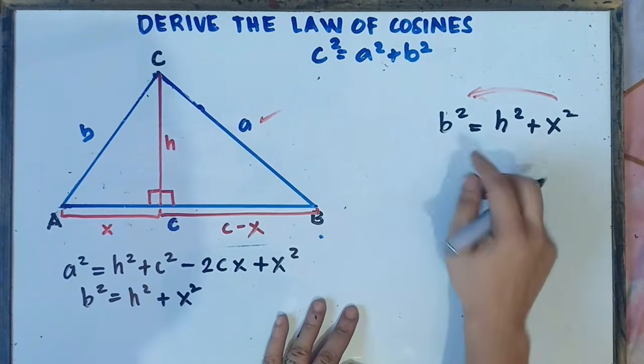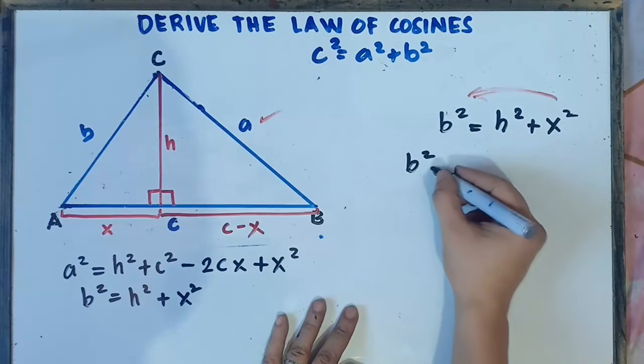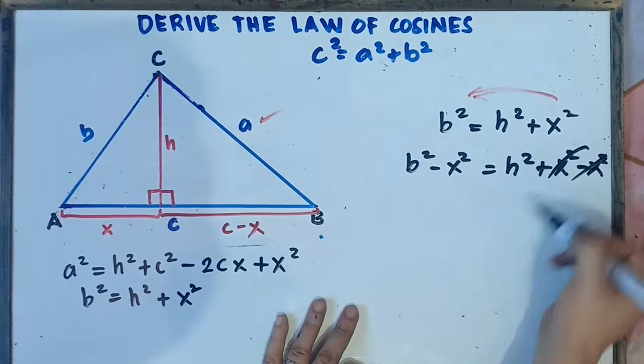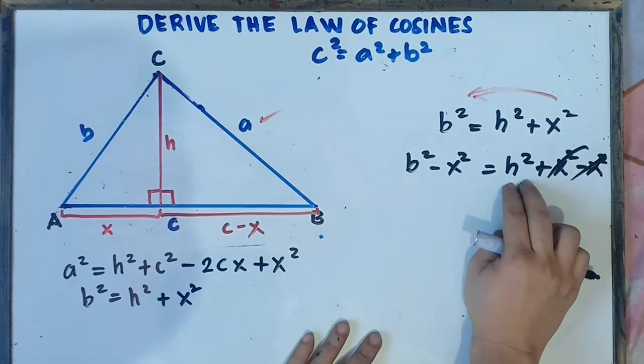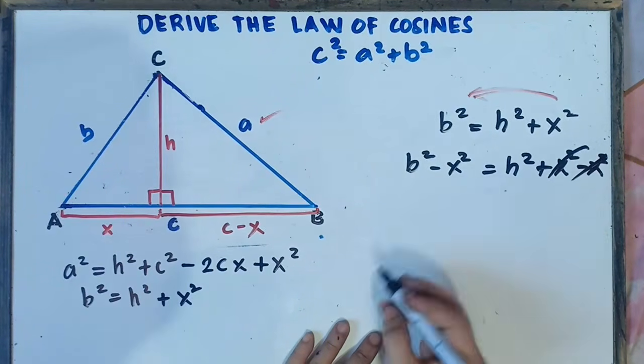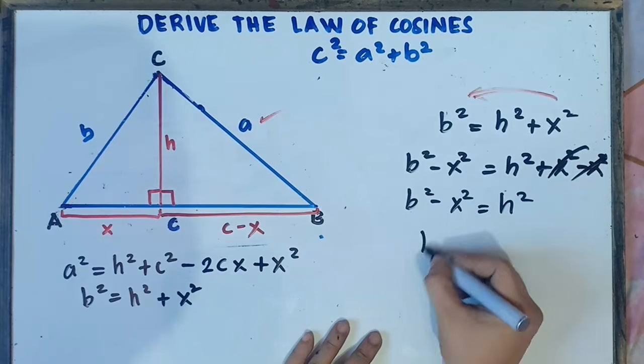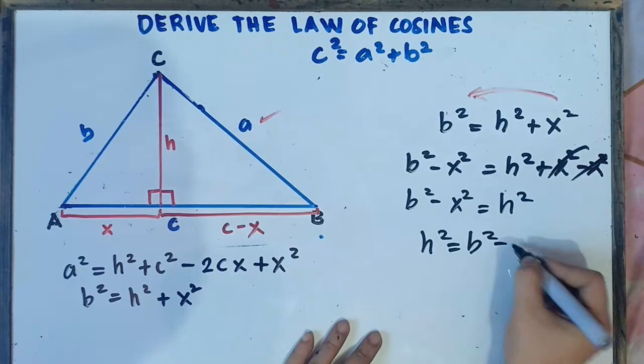You can do this one, class: subtract both sides by x squared, so b squared minus x squared is equal to h squared plus x squared minus x squared. Because you can just simply cancel this out and the remaining expression will be only h squared. So therefore, b squared minus x squared is equal to h squared. h squared is equal to b squared minus x squared.